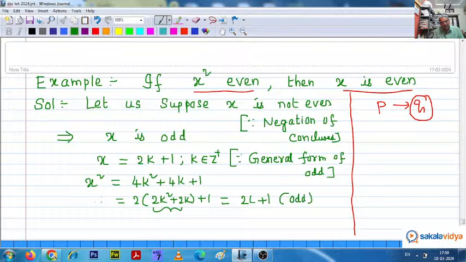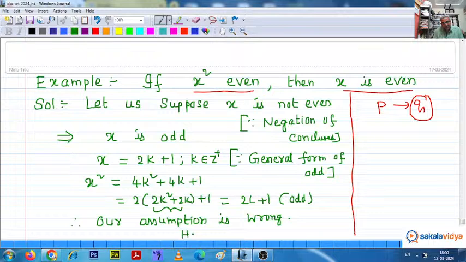So, x is odd means you are getting x square is odd, but here x square is even. But actually what we are getting? We are getting even. This is a contradiction, it leads to the contradiction. So therefore our assumption is wrong. That means our assumption is wrong, since it leads to a contradiction.